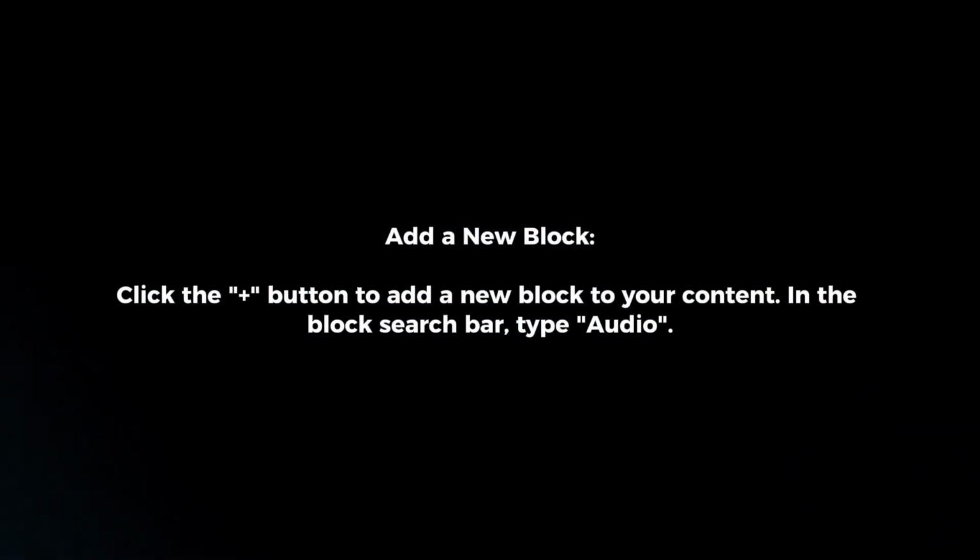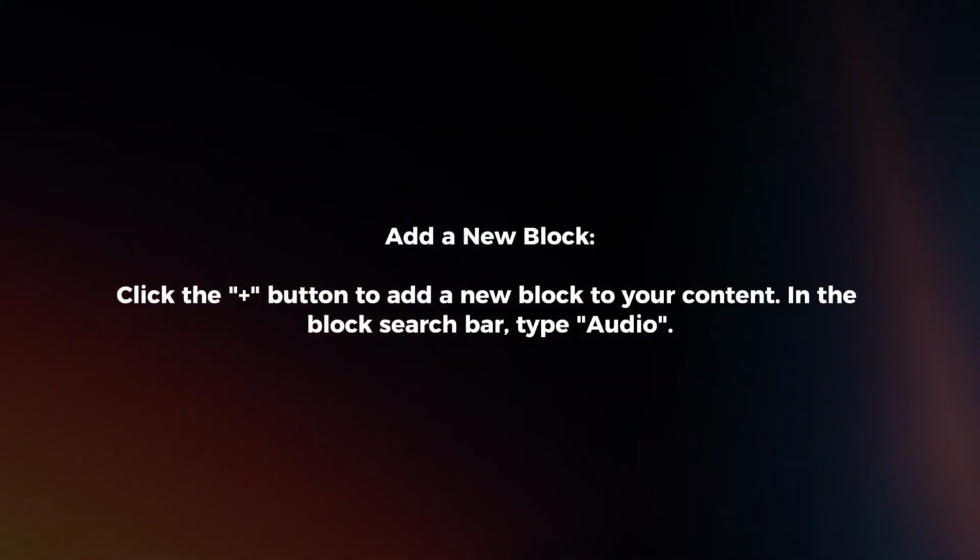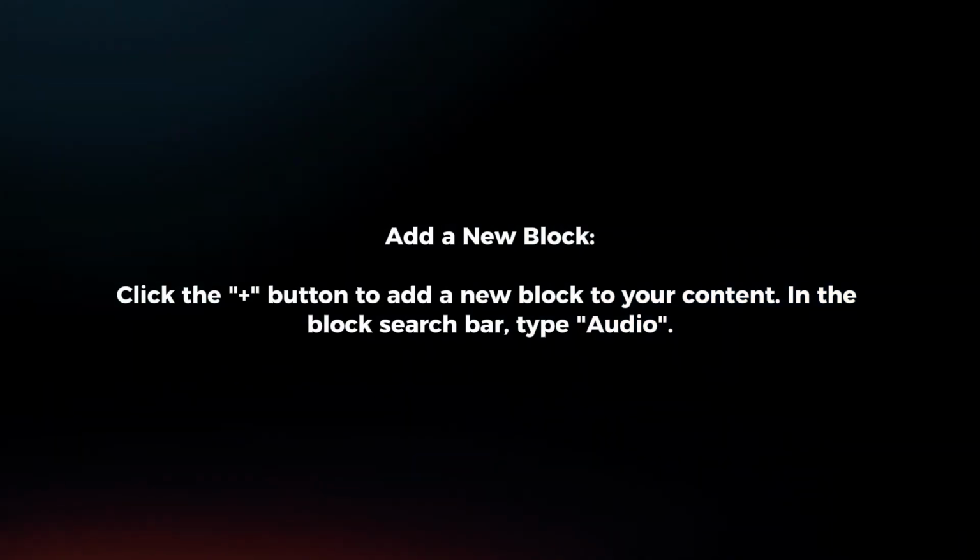Add a new block. Click the plus button to add a new block to your content. In the block search bar, type audio. Insert the audio block. Select the audio block from the available options.